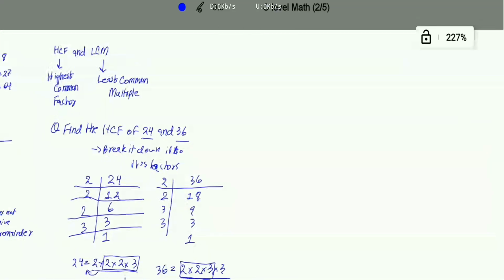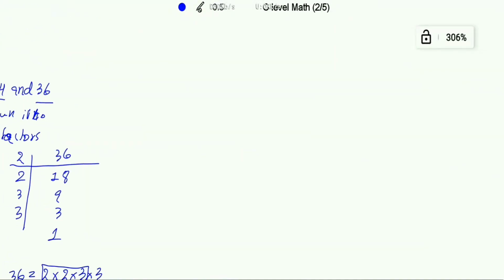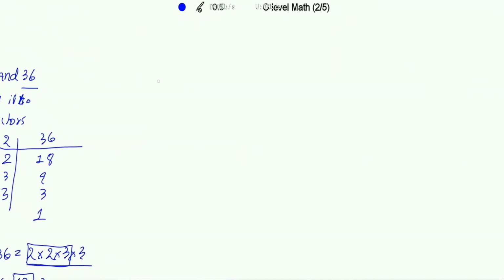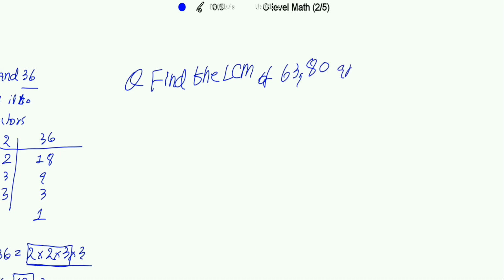Now let's say I want to take the LCM, the least common multiple. What is the least common multiple? Let's begin with a question. Let's say it has been asked: find the LCM of 63, 80, and 102. So these are all three numbers, and we need to find the least common multiple of 63, 80, and 102. We need to find a multiple which is common and is the least such multiple, a multiple which can come in the table of 63, 80, and 102. This is what a least common multiple really means.